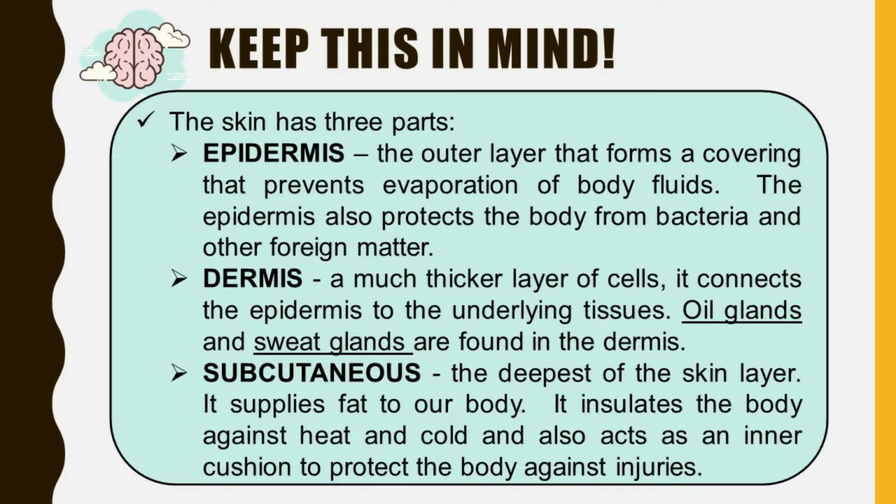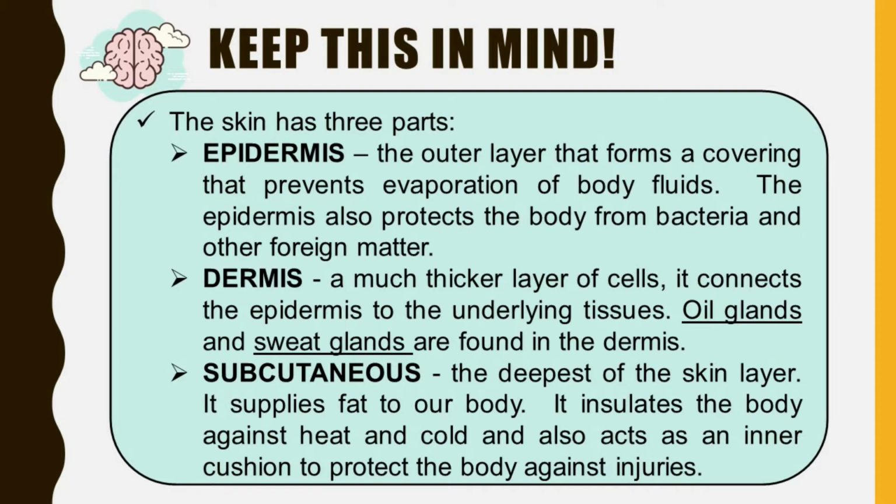First is the epidermis, the outer layer that forms a covering that prevents evaporation of body fluids. The epidermis also protects the body from bacteria and other foreign matter. Second is the dermis, a much thicker layer of cells. It connects the epidermis to the underlying tissues. Oil glands and sweat glands are found in the dermis.